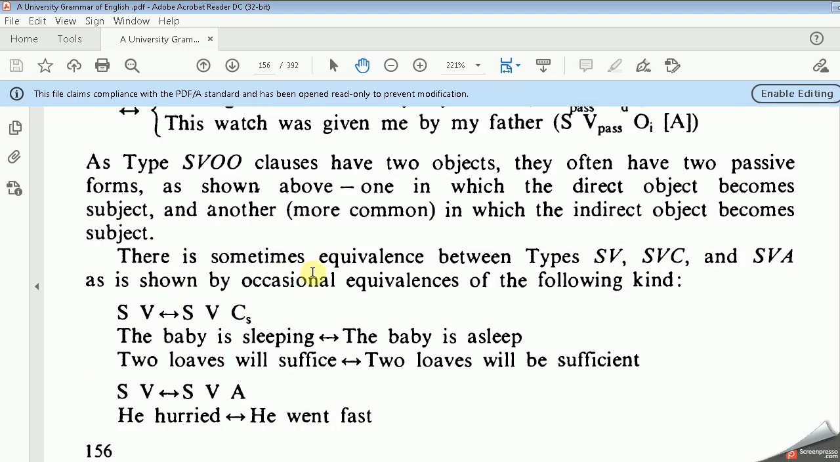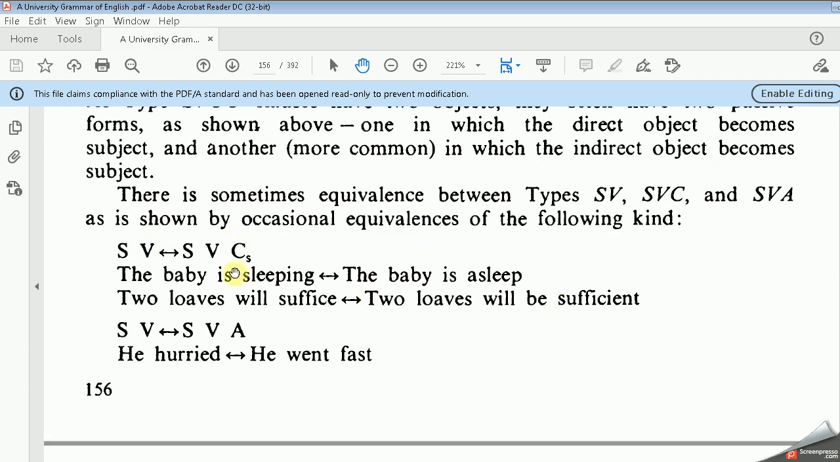There is sometimes, this is another point, equivalence between types SV, SVC, and SVA, as shown by occasional equivalences of the following kind. In this type, we are going to see SV can be transferred into SVC. The baby is sleeping, the baby is asleep. So whether it is in the passive or in the active form, it has the same structure. Two loaves will suffice, two loaves will be sufficient. So it is almost the same structure.